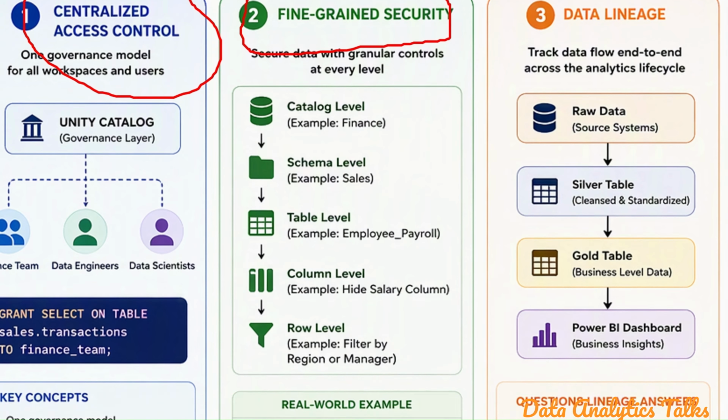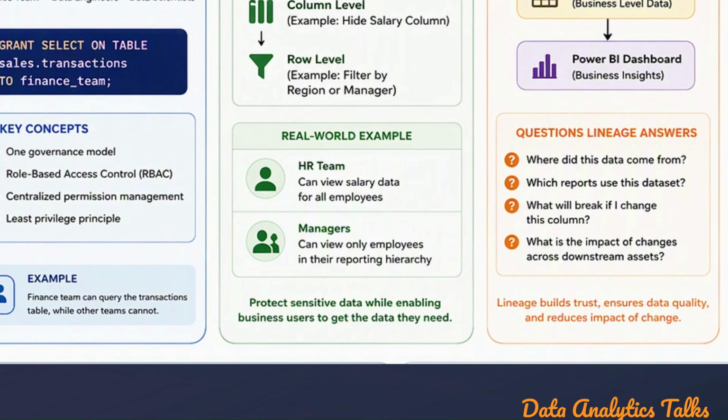Similarly, sensitive columns such as salary, national ID, or credit card information can be hidden from unauthorized users. This balance between security and accessibility is one of Unity Catalog's biggest strengths.